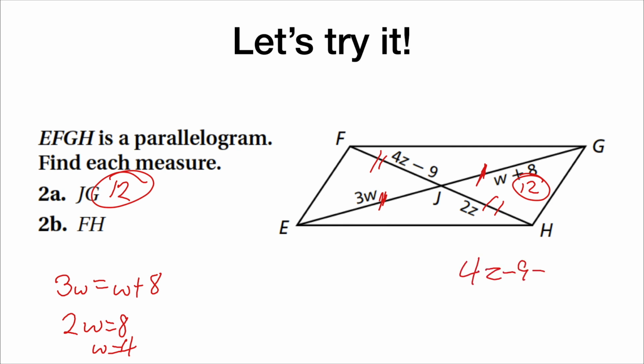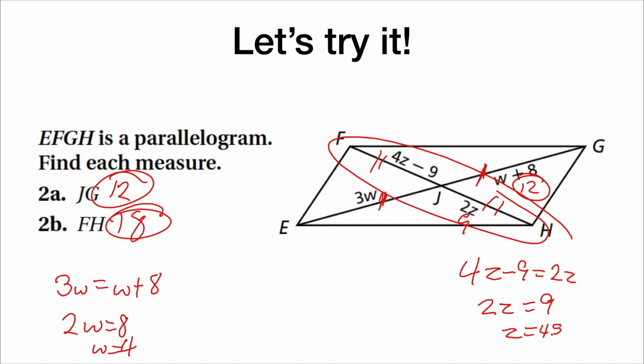4z minus 9 equals 2z. So at that point, I'm going to subtract 2z. That's 2z minus 9. So 2z equals 9. Z equals 4.5. That means this is 9. That's going to be 9 as well. So 18, because we wanted the whole length. So 9 plus 9 is 18.